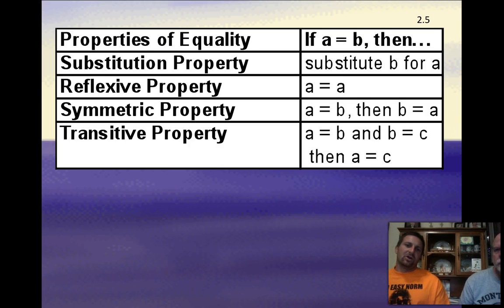It's kind of like a segment. If a segment is 5, it doesn't matter which way you look at it. It's 5 no matter what. I mean, it really isn't that big of a deal. If A equals 3 and B equals 3, well, then it just doesn't matter which one's on which side. They're still the same. Right.